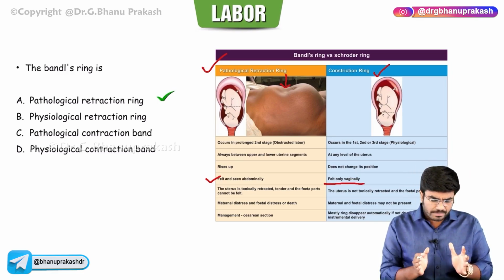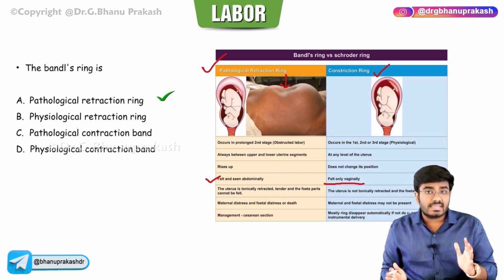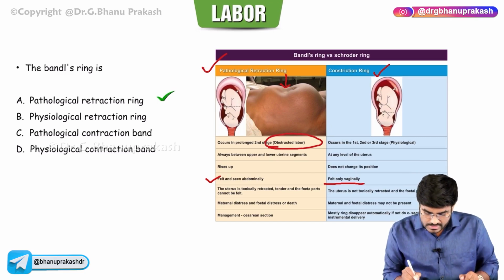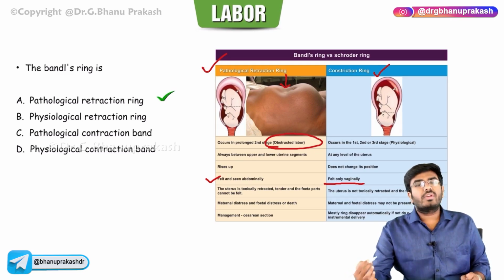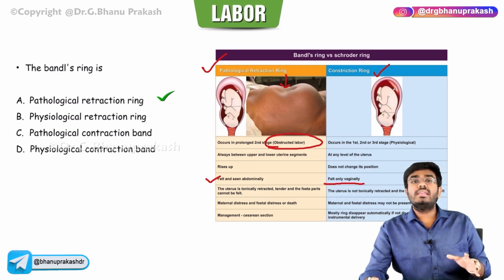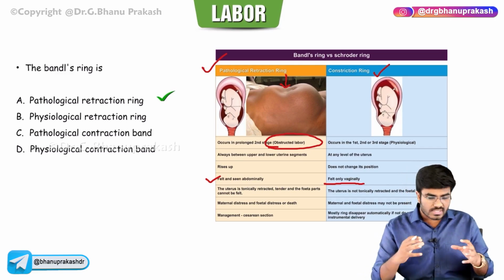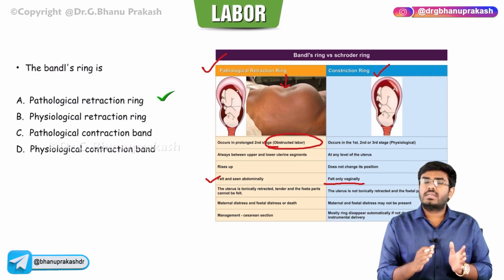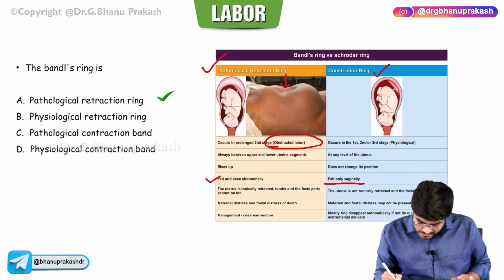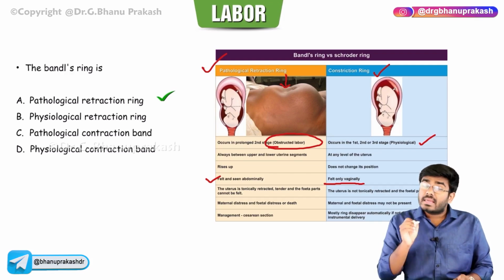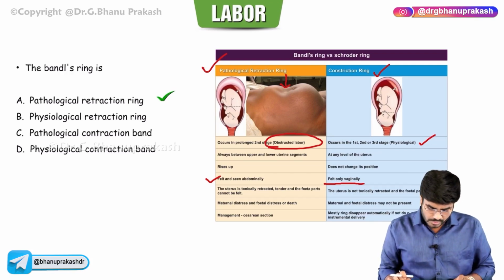So why is there this Bandl's ring? Bandl's ring is mainly seen with obstructed labor. This pathological retraction ring is seen in obstructed labor. And the constriction ring, we have discussed, is because of injudicious use of oxytocin. If you are using oxytocin inadvertently, that causes uncoordinated uterine contractions. That causes this constriction ring. The constriction ring is physiological, but Bandl's ring is pathological and it's a retraction ring. That's a very important point.